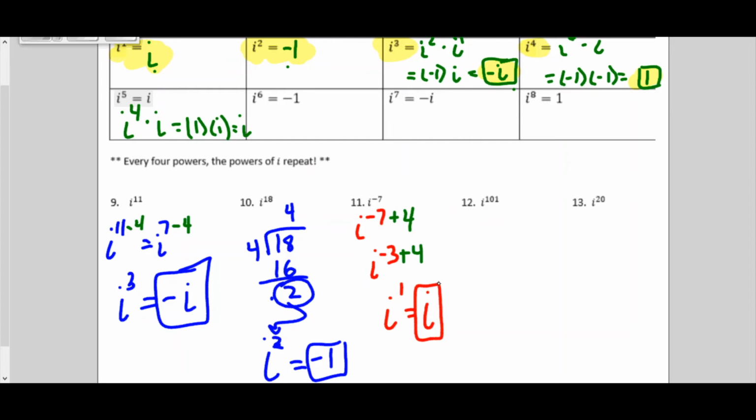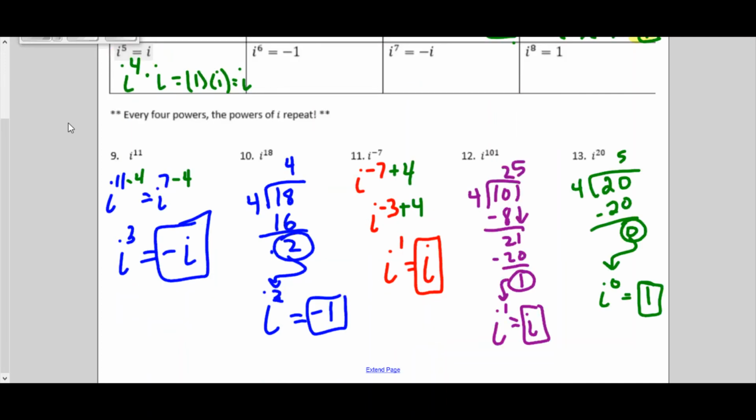I want you to try 12 and 13. You can use subtracting by 4 each time, or you can use the division method to help you reduce that power on i. Your answer should be either i, negative 1, negative i, or 1 for these. So try 12 and 13. When you unpause the video, I'll have a solution here for you.